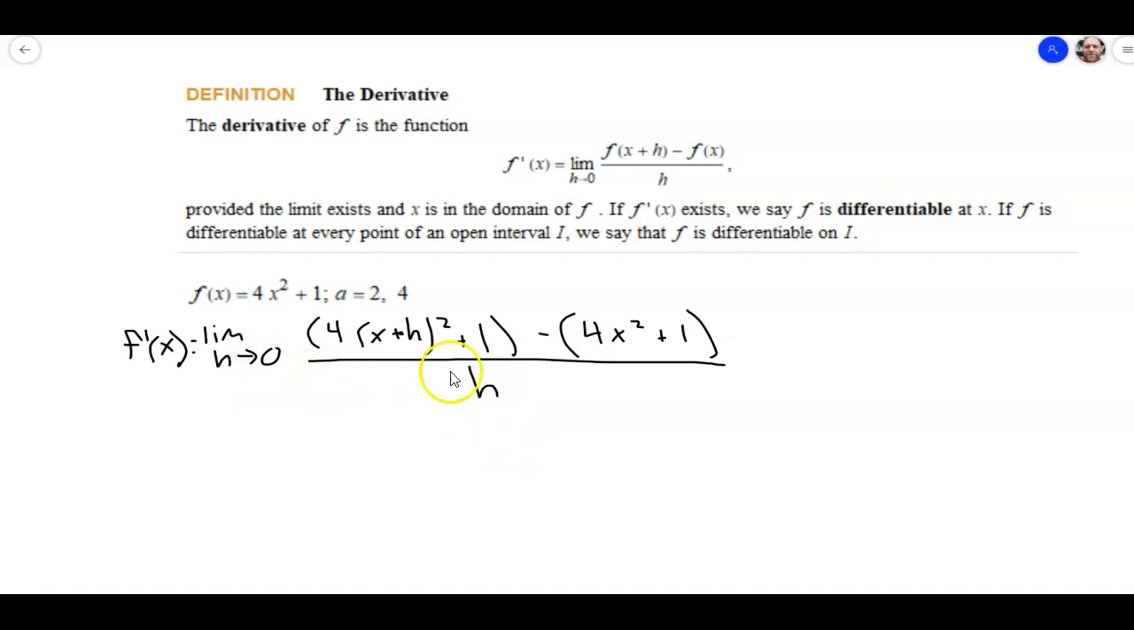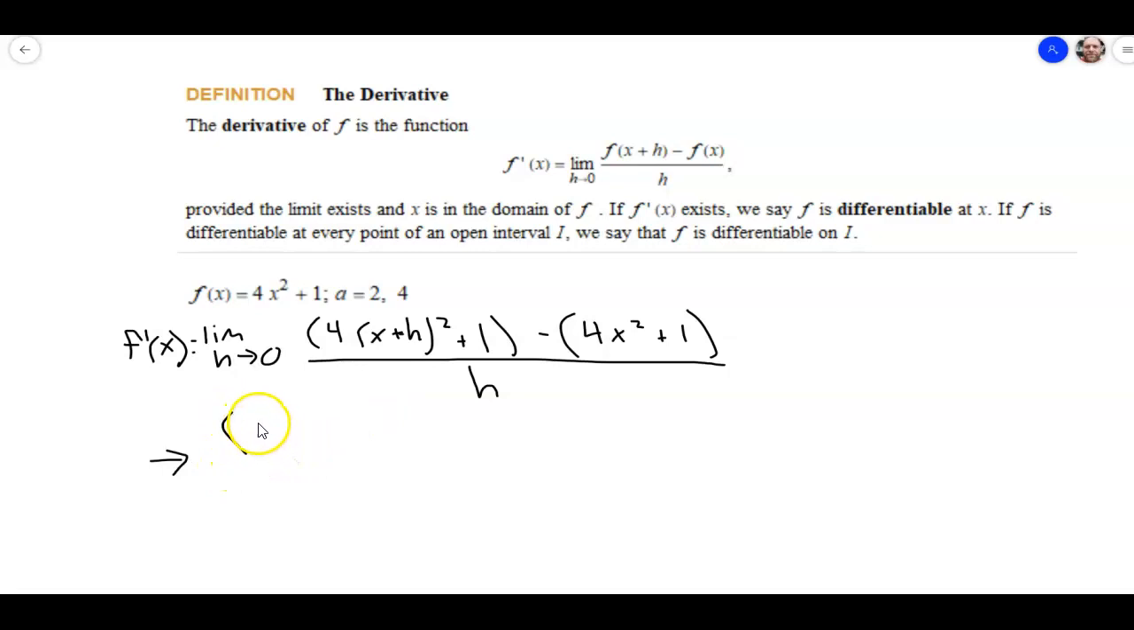So for all of these, we're going to have to keep going. And really, our main strategy is going to be somehow canceling out this h from the bottom. So let's go ahead and keep going. So if I multiply this top out together, this is going to be x squared plus 2xh plus h squared, and then everything is going to be multiplied by 4.